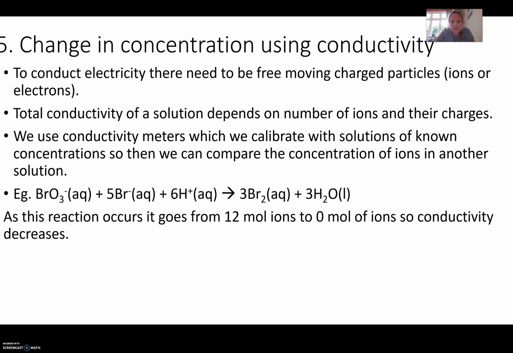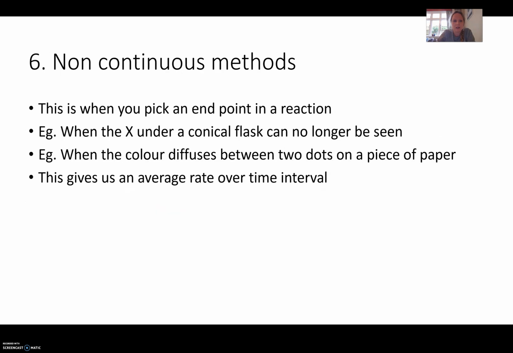Another one is conductivity. For conductivity, you need free moving charged particles, so there has to be a change in that. You can compare how a reaction's going by the number of charged particles. So this one here, for instance, you've got 12 ions going to 0, so the conductivity would decrease as this reaction proceeds. So the last method is non-continuous methods, and this is when you arbitrarily pick an end point to your experiment because it's too hard to determine otherwise.